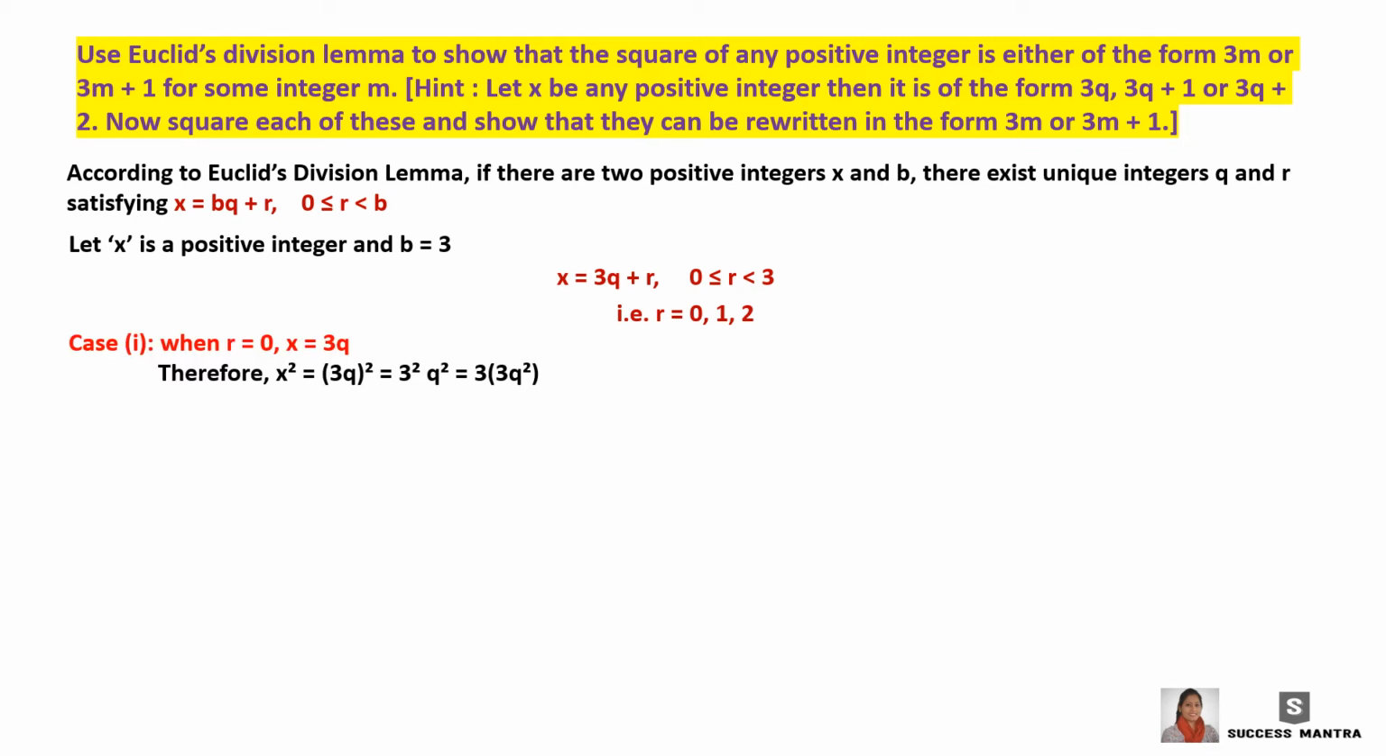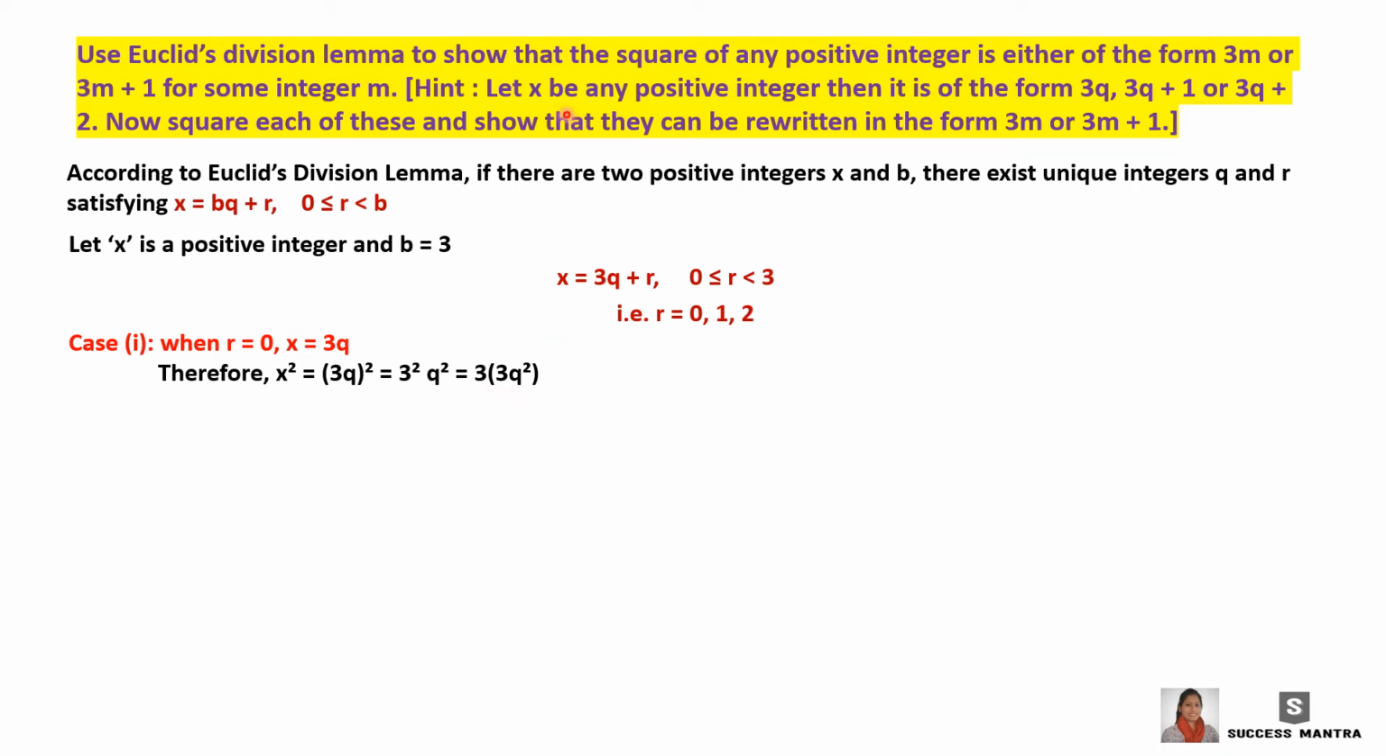So our case 1 will be when r is equal to 0. So when r is equal to 0, x will become 3q. We need to prove for x square. So we take x square. X square is equal to 3q the whole square. On opening the bracket, we get 3 square into q square. If we take 3 as a common from this, we get 3 into 3q square.